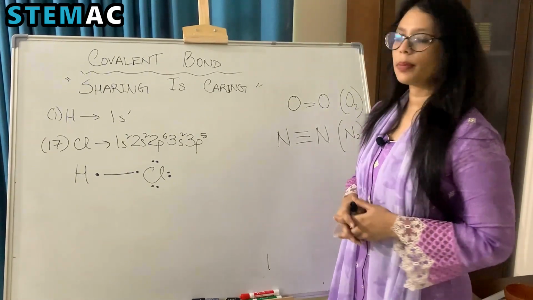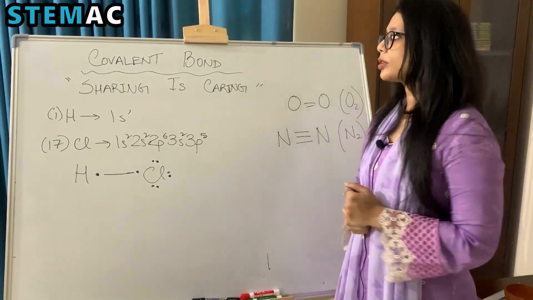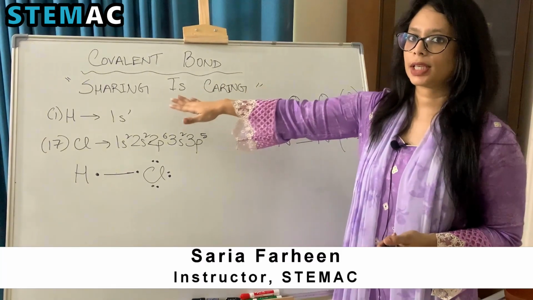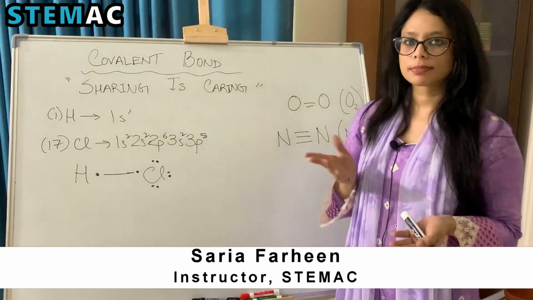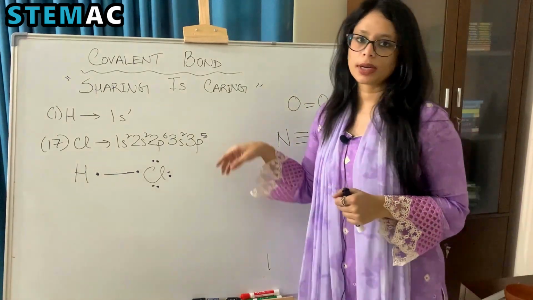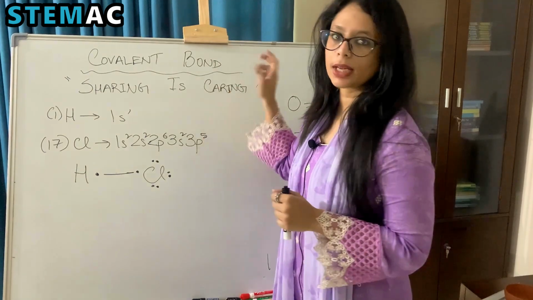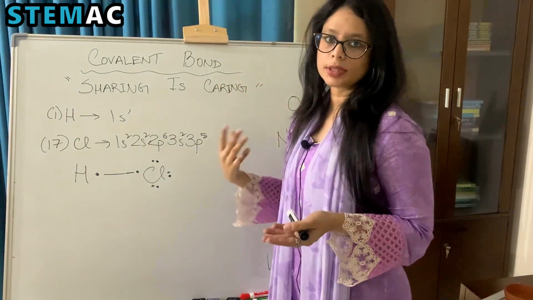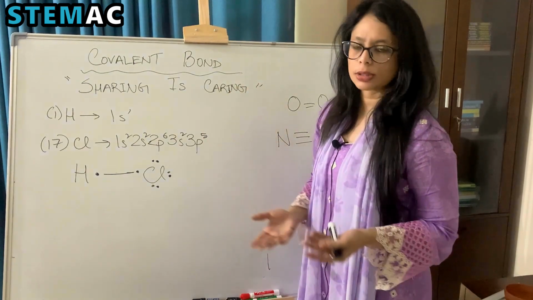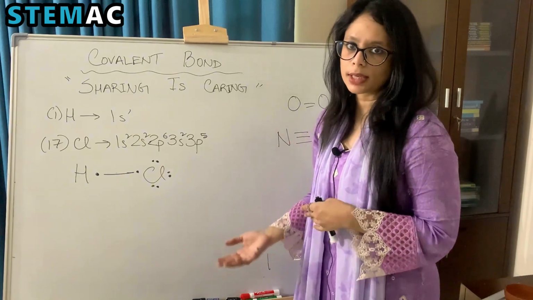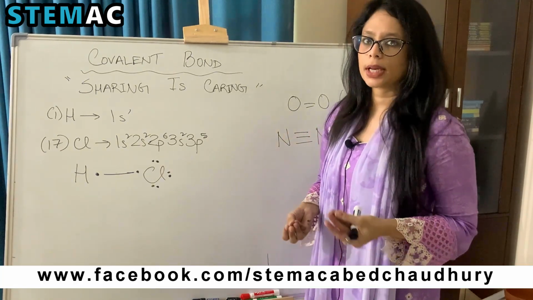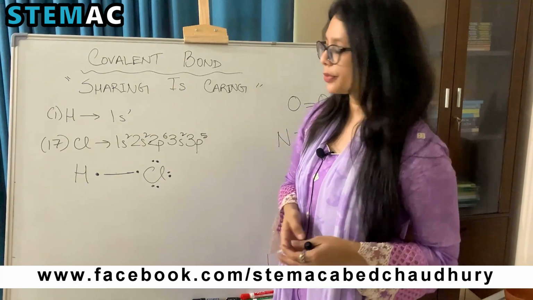Okay, now let's talk about the covalent bond. I have written a very cliched thing about the covalent bond, and that is: sharing is caring. So the covalent bond is very positive. They want to share their electrons. They do not want to accept or donate their electrons. They're more towards sharing electrons and fulfilling the octet configuration.